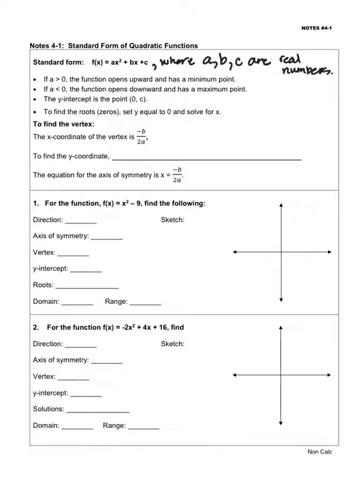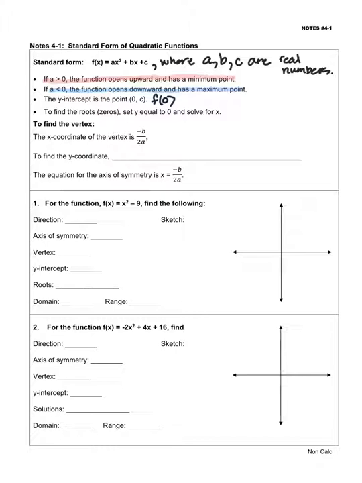Okay, so if a, the number in front of the x squared, if a is greater than 0, the function opens upward and has a minimum point. And if a is less than 0, the function opens downward and has a maximum point. The y-intercept is the point (0, c). We've done this countless times already, so if I want to find the y-intercept, all I'm doing is f of 0, but as it turns out, it is (0, c).